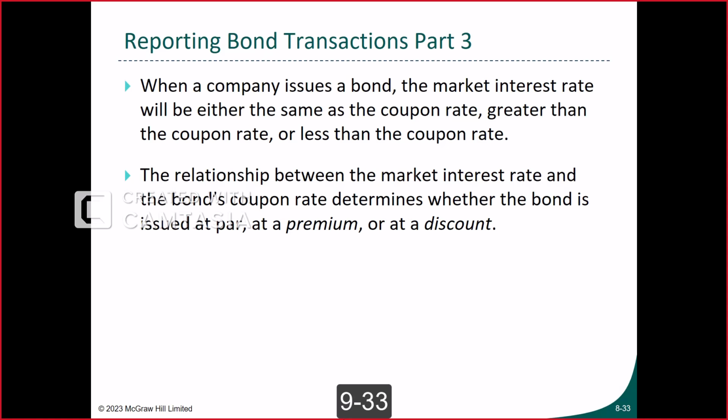What do we mean by bonds that are issued at par? It simply means that the coupon rate is equal to the effective rate or the yield rate or the market rate. The most realistic scenario is to have a coupon rate which is either higher or lower than the market rate. When a company issues a bond, the market interest rate will be either greater than or lower than the coupon rate, and that will give rise either to a premium or a discount.